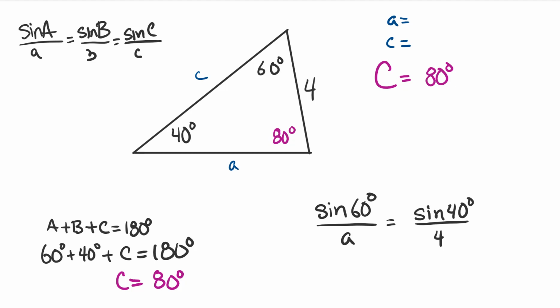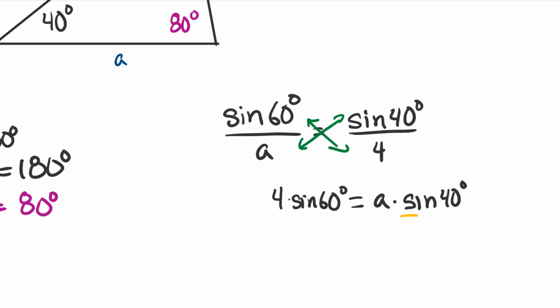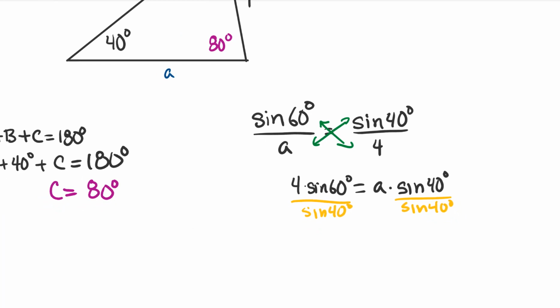Why don't we do a little something like this? Why don't we just cross multiply this stuff out? Remember that? So we get 4 times sine of 60 is equal to A times sine of 40. And now let's divide out this sine of 40. I'm going to zoom in a little bit.